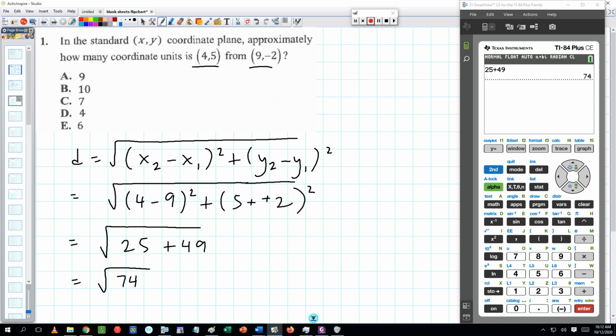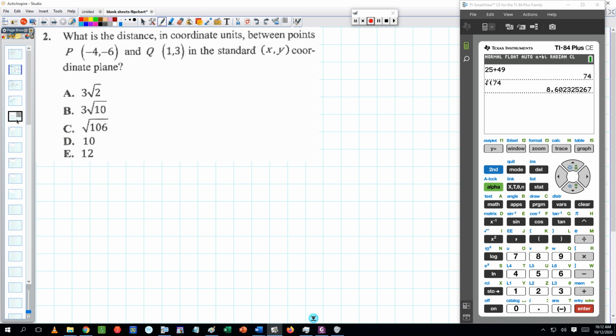We are to find approximately how many coordinate units. Go to my calculator, figure out the square root of 74, and that is 8.6, which is approximately 9. Next question. What is the distance in coordinate units?